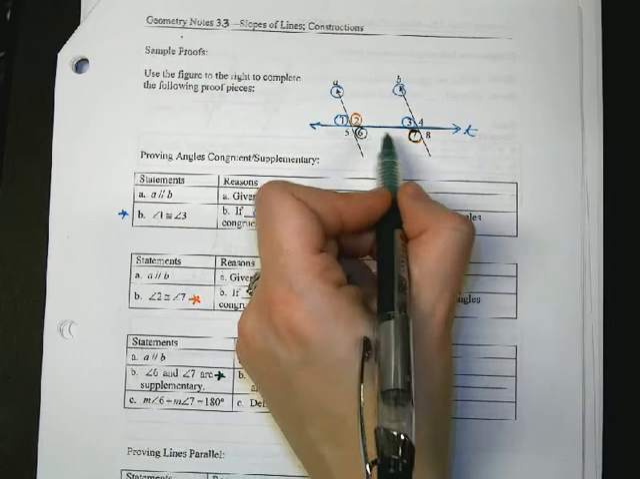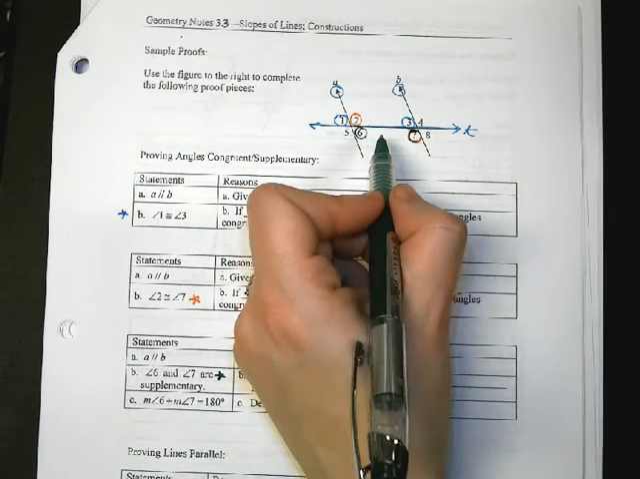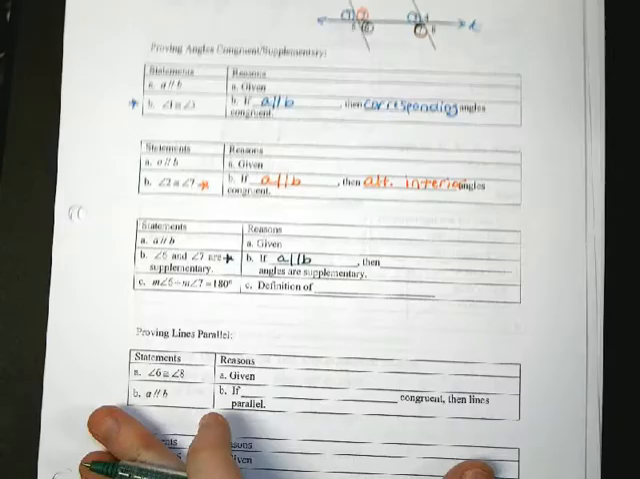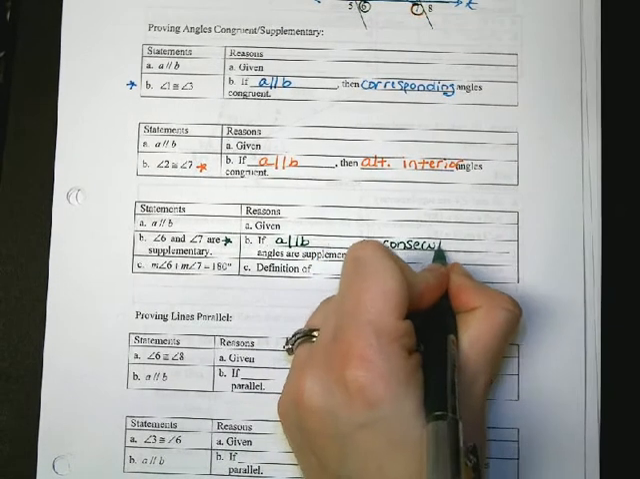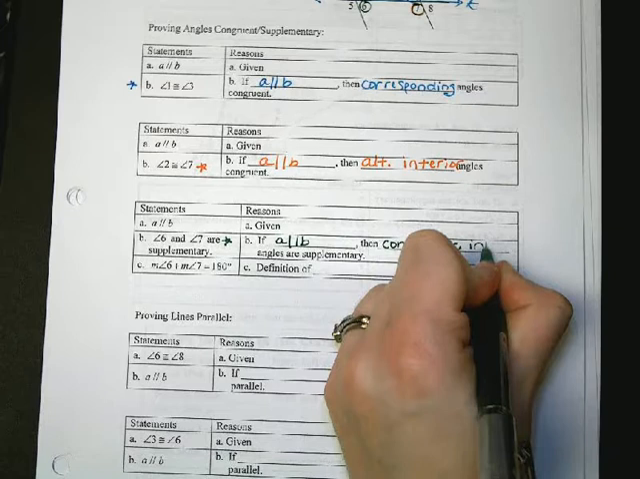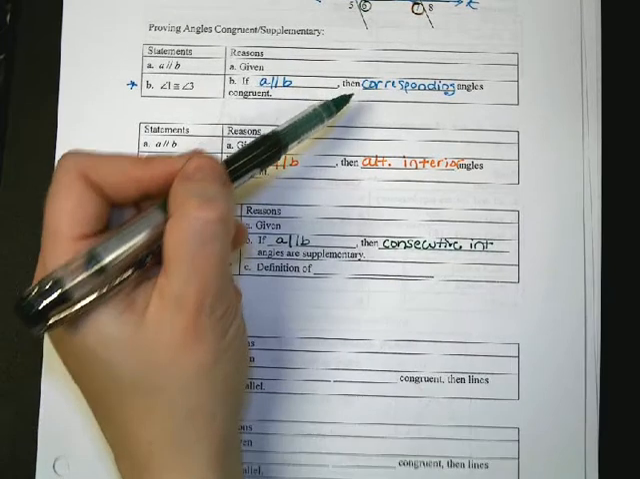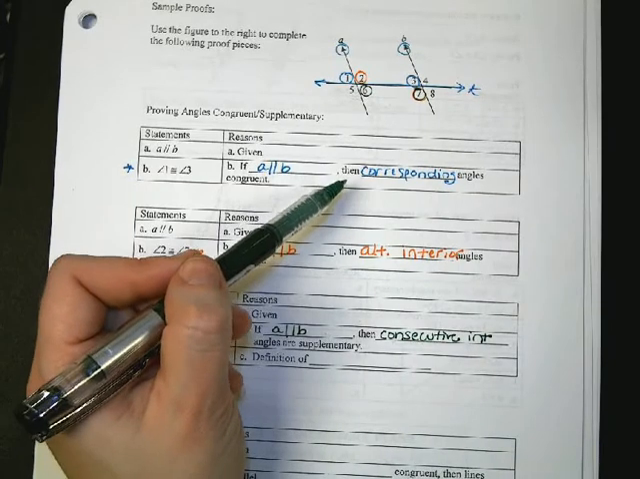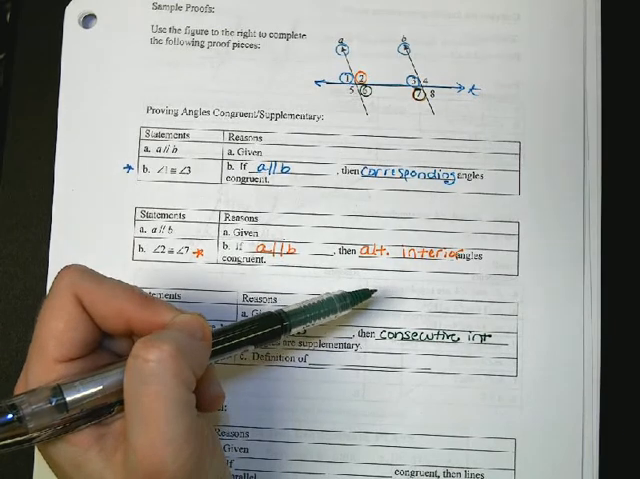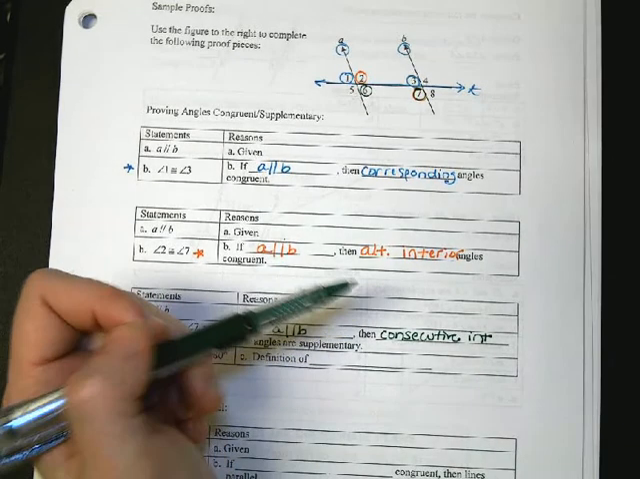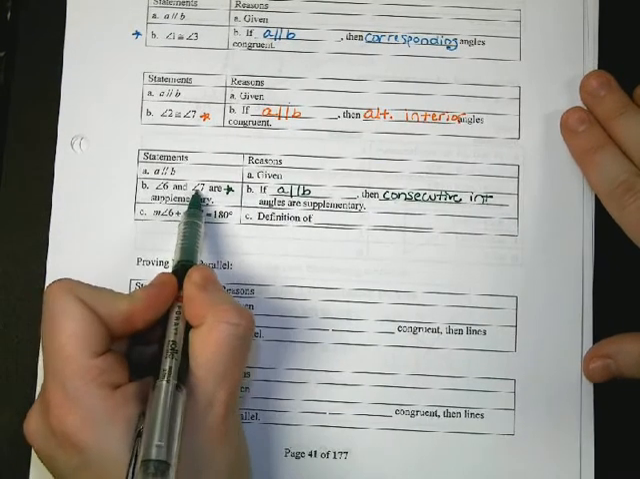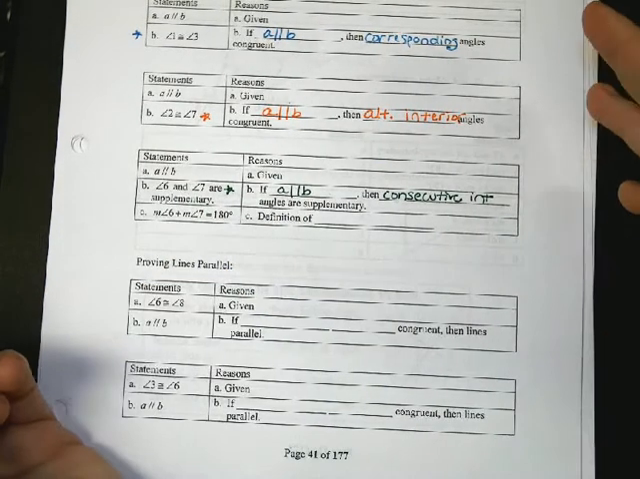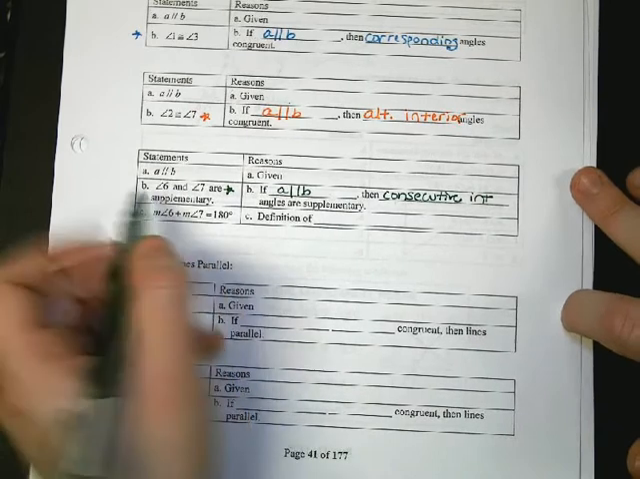So same side between the lines would be considered consecutive interior. Please, please, please know the difference between corresponding and consecutive interior. Don't just remember the C part, because clearly they both start with a C. All right, keep going. If I can conclude that 6 and 7 are supplementary, then I can, according to the next step, say that their measures must add to equal 180.